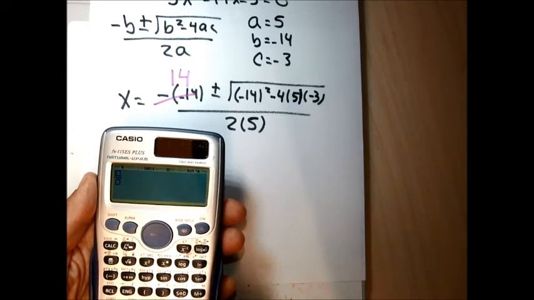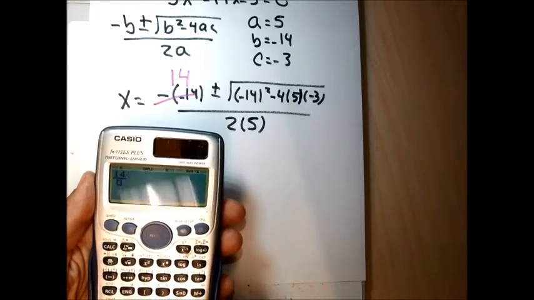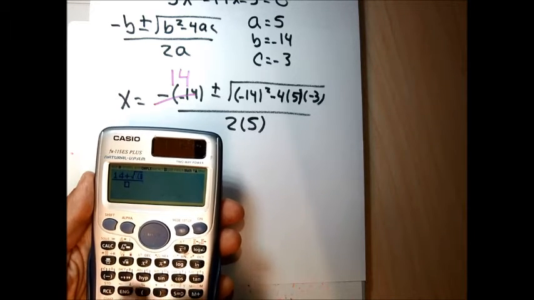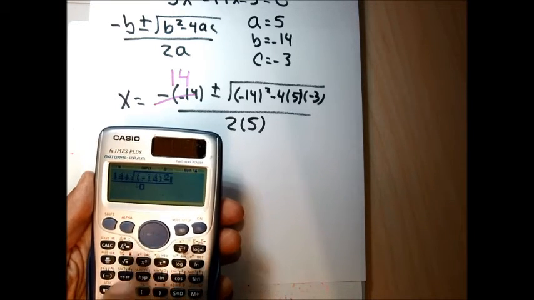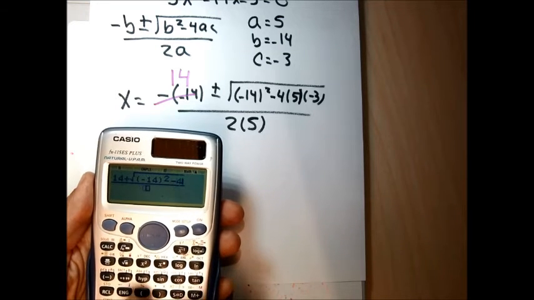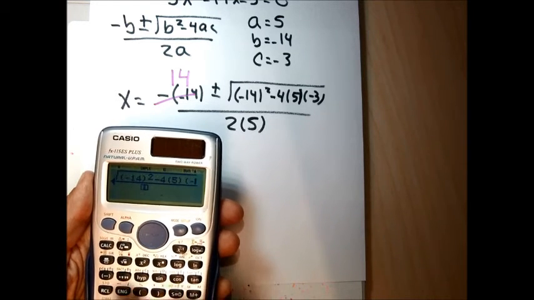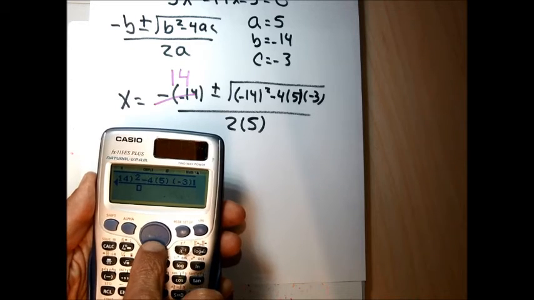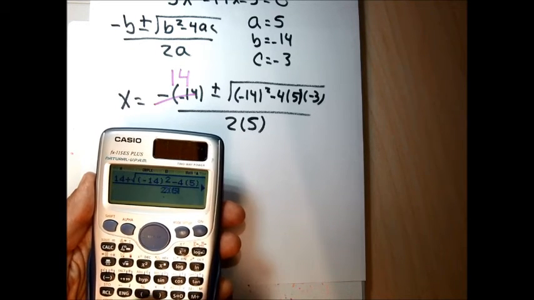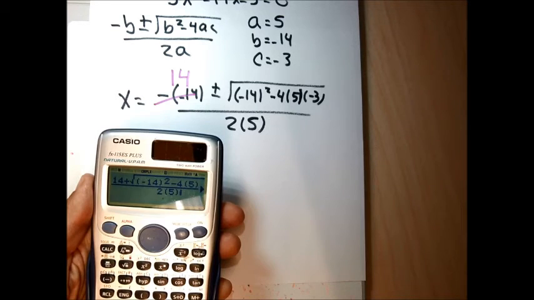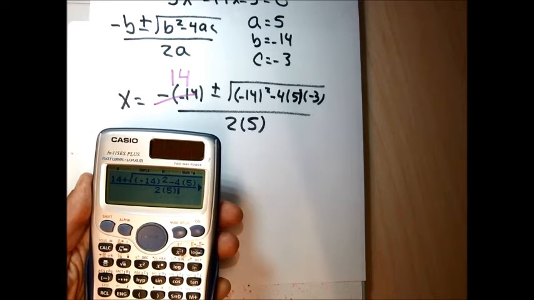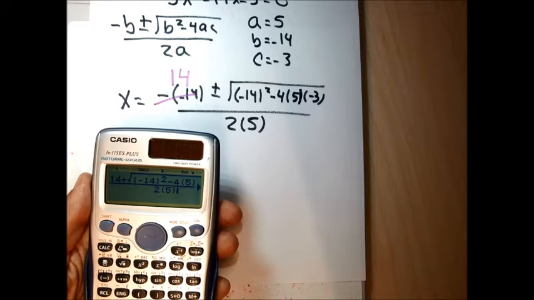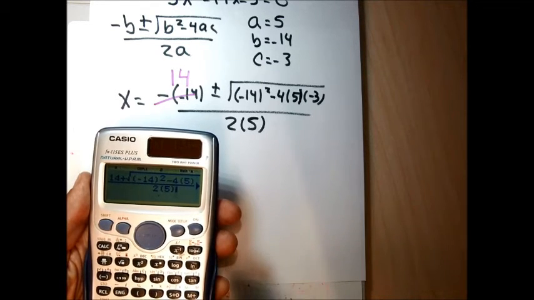Clear, fraction, 14 plus square root, parentheses, negative 14 squared minus 4, parentheses 5, parentheses negative 3, all over 2, parentheses 5. If my answer comes back with an i or a square root, then I'll just take that answer and change the plus sign to a plus or minus sign. If that answer comes back and it doesn't have a fraction, if it doesn't have an i or a square root, I need to do the minus part.